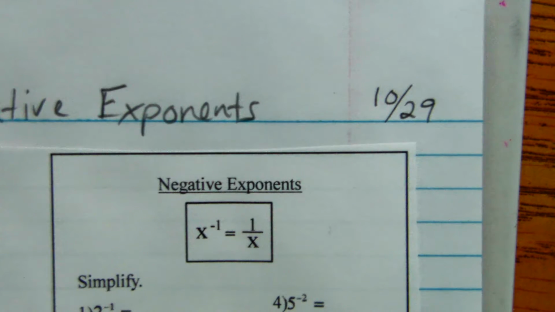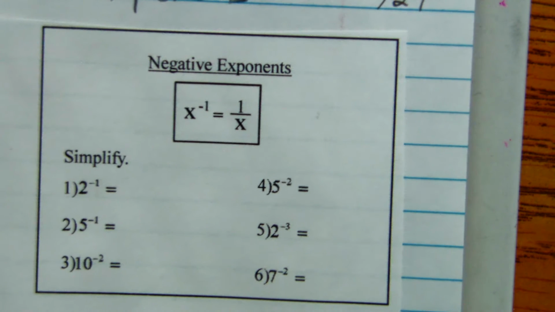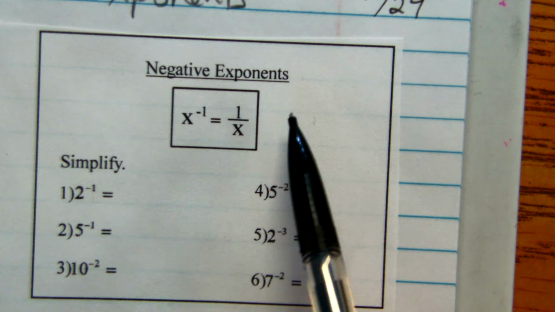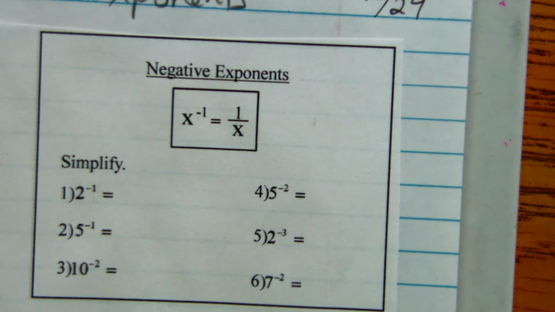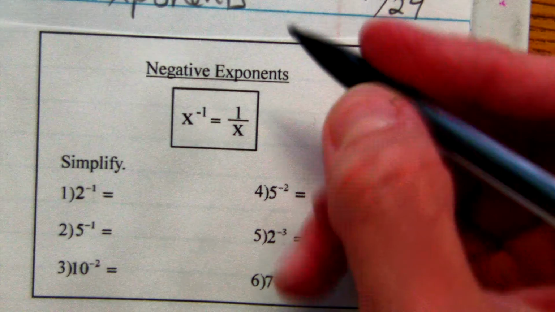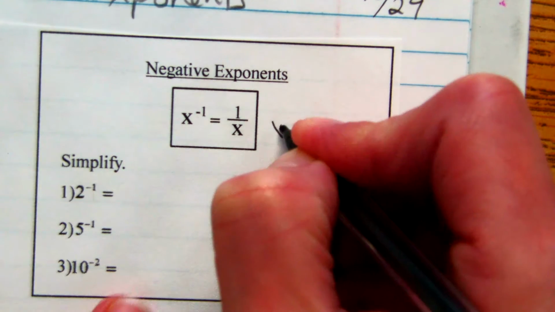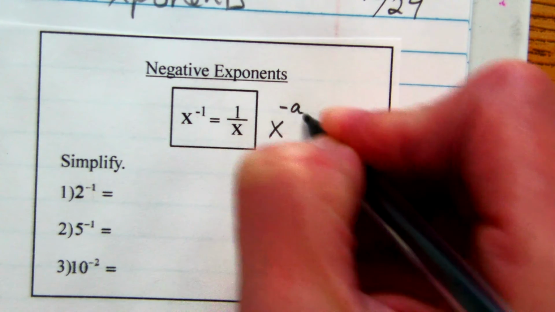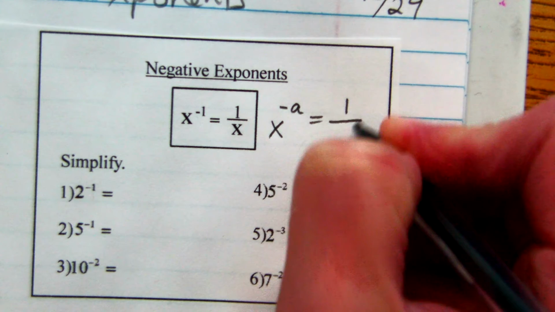All right, so let's go over to negative exponents. The rule's written in for you. If you have the negative 1 power, it flips it over. It does not change it to negative. So to the side, I'm going to give you another one. If I have x to the negative a power, it makes it 1 over x to the a.